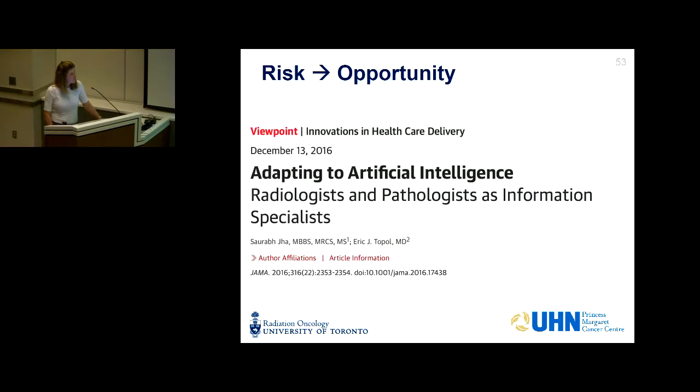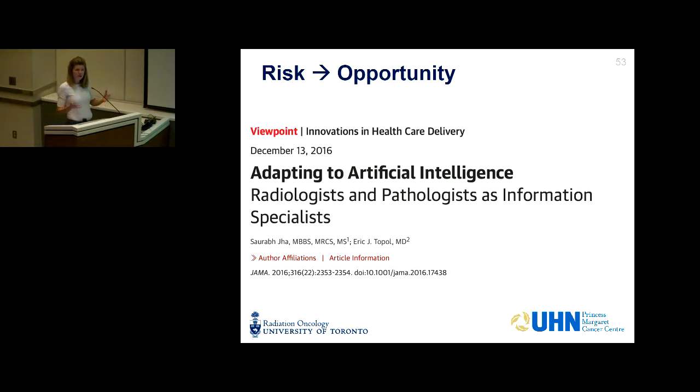So if you were a radiologist or a pathologist and you looked at that, you'd probably be pretty nervous. It's basically fundamentally saying that their jobs are going to change, that radiologists and pathologists, their professions are going to merge into a whole new beast as an information specialist.